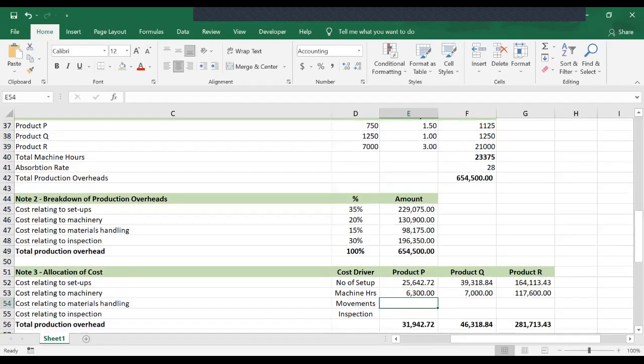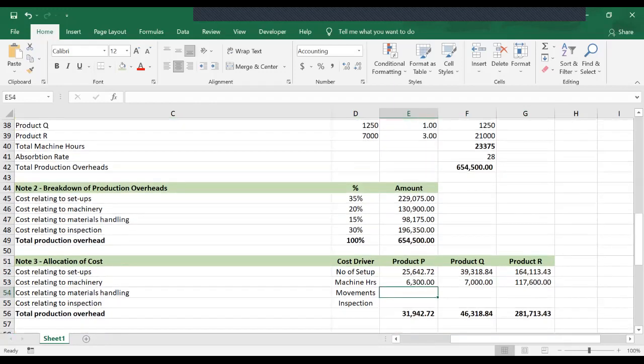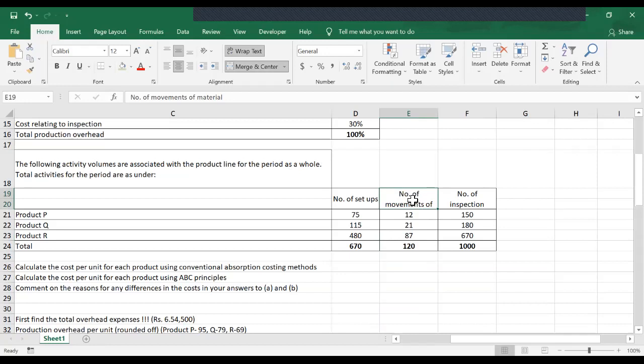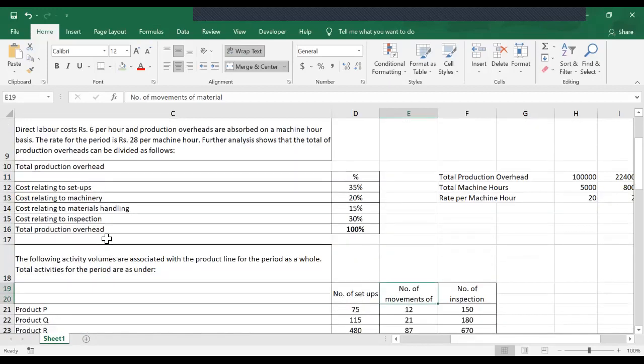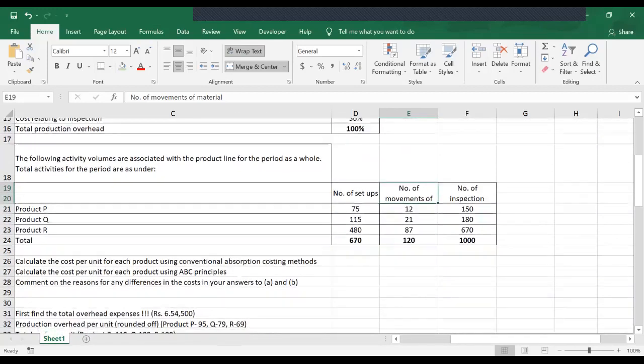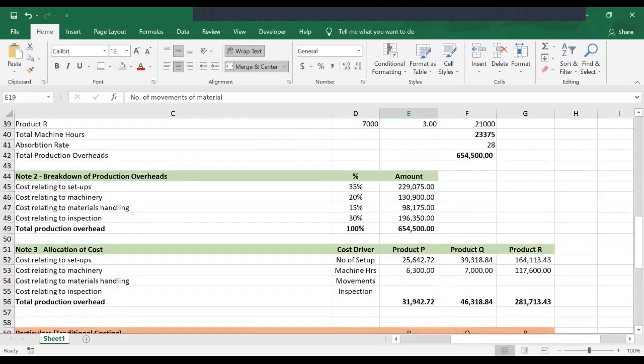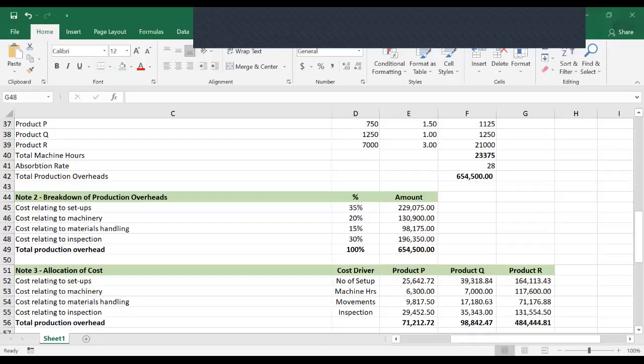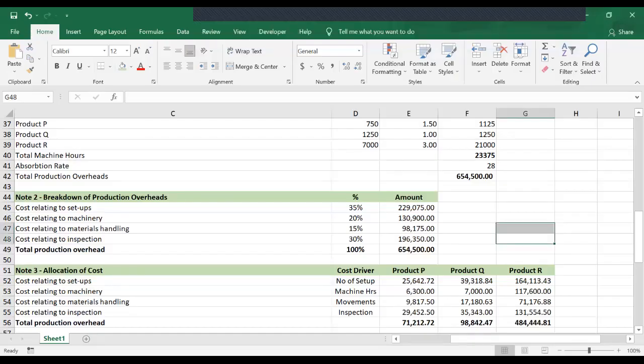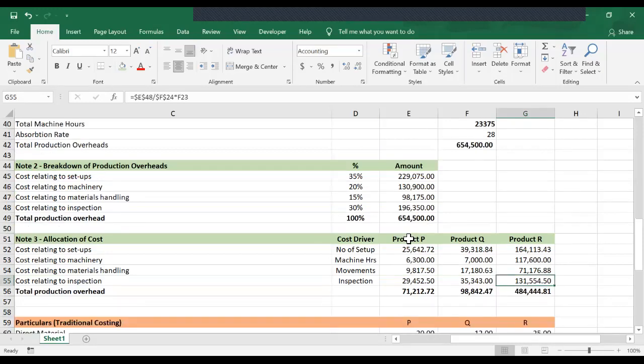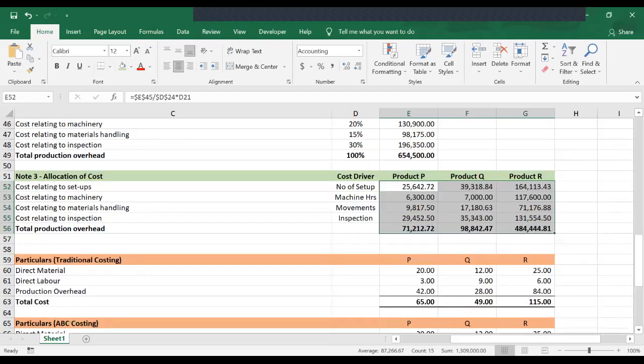Similarly, material handling would be based on the movement of material. The more you move the material, the more handling is required. So movement of material will be for material handling, and inspection cost will be based on the number of inspections. In the interest of time, I've filled up the entire details, and I hope this part is clear. This was the most calculation intensive part, and now that this is done, the rest is simple.